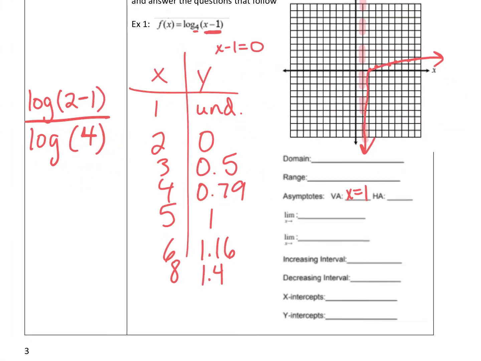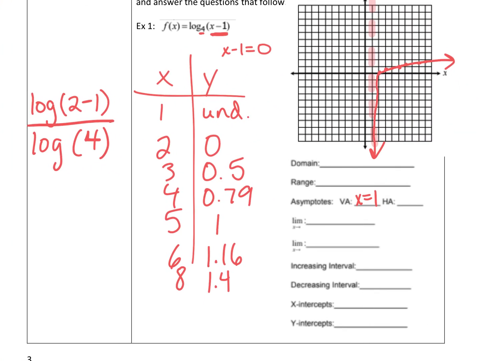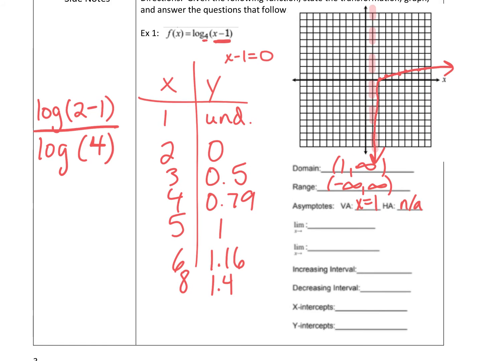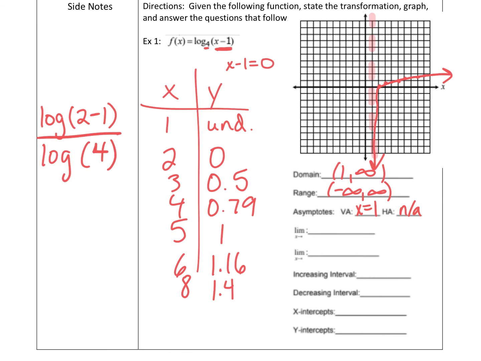How weird. Okay. Domain, what do we put? 1 to infinity. Range? Perfect. Was there a horizontal asymptote? Heck no. Okay, limit. So your left limit. So as x goes to the left, what's y going to do? What'd you say? It's going down to, not to 1, but to negative infinity. Okay, and then as x goes to the right, what's y doing? Infinity.